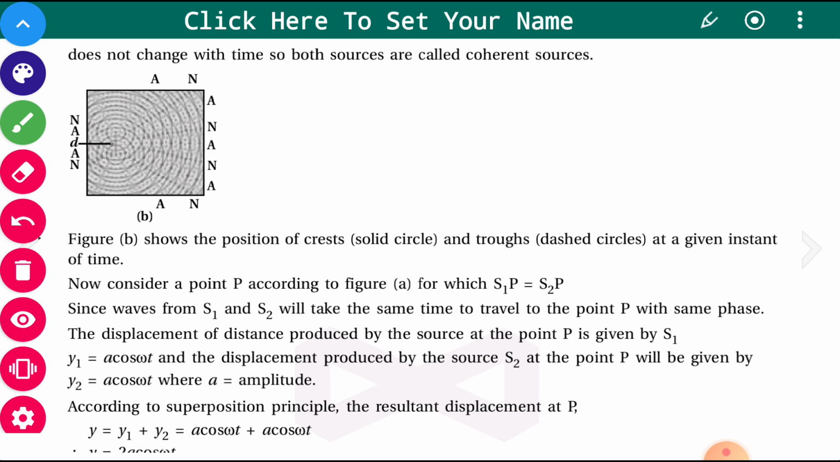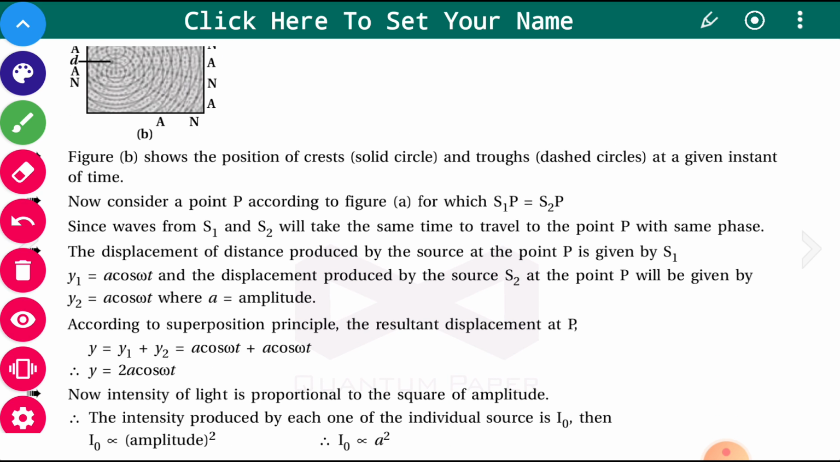Since the waves from S1 and S2 will take the same time to travel to the point P, they will be moving in the same phase, or we can say the two waves reaching point P are in phase, or the phase difference will not be there, or if there is a phase difference then it is going to remain constant. The displacement produced by the source S1 at point P is given by the wave equation.